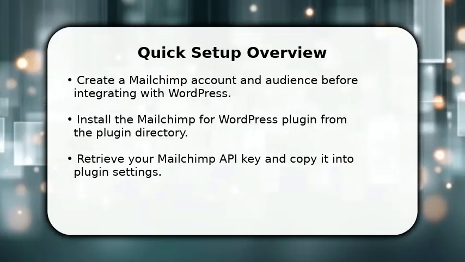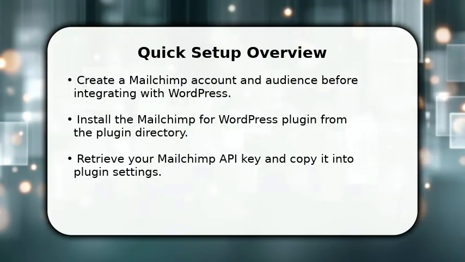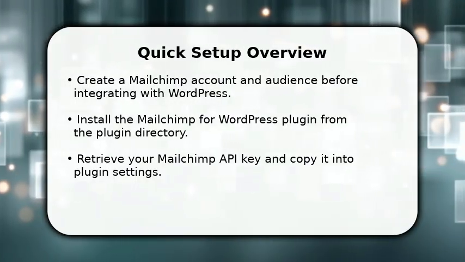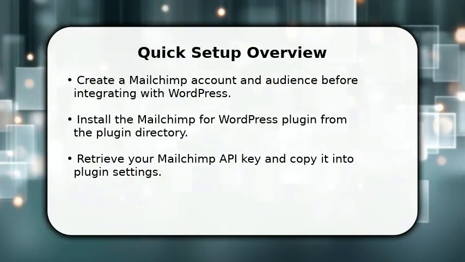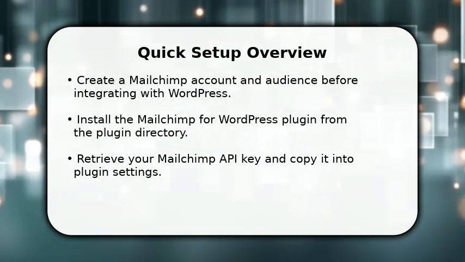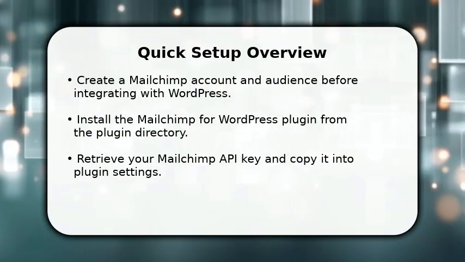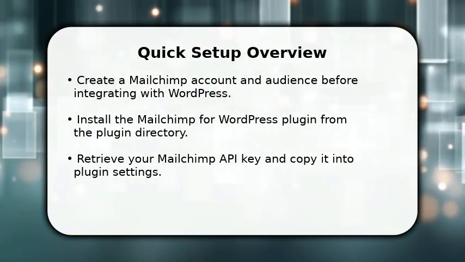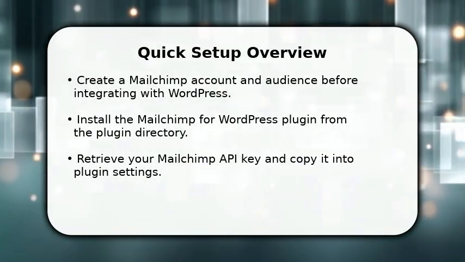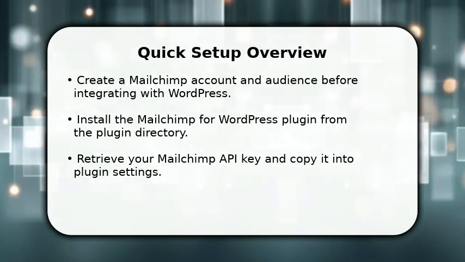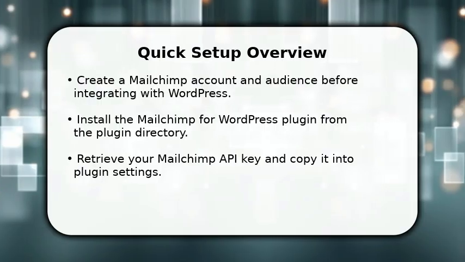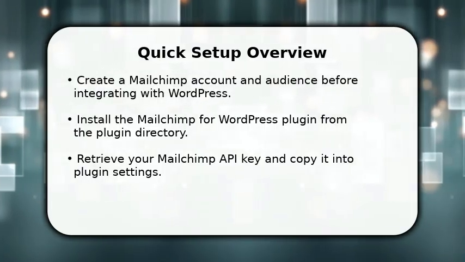In this video, I will show how to configure Mailchimp in WordPress the only way. Start by creating your Mailchimp account and audience, then install the Mailchimp for WordPress plugin. Find your Mailchimp API key in account settings and paste it into the plugin connection field. Test the connection, choose a form placement, and map form fields to your audience. Save settings and perform a sign-up test to confirm subscribers are added properly.